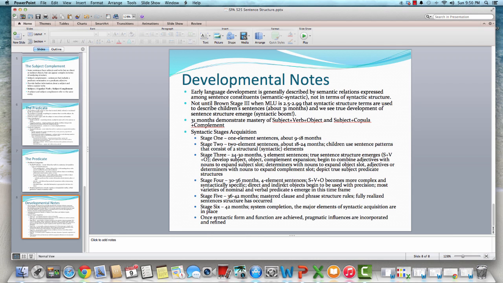Now, stage 3 is between 24 and 30 months, where you have 3-element sentences. This is where true sentence structure emerges, which is the subject, verb, object sentence structure that we're looking for. You develop subject, object, complement, expansion. They begin to combine adjectives with nouns to expand the subject slot, determiners with nouns to expand the object slot, adjectives or determiners with nouns to expand the complement slot, and depict true subject-predicate structures.